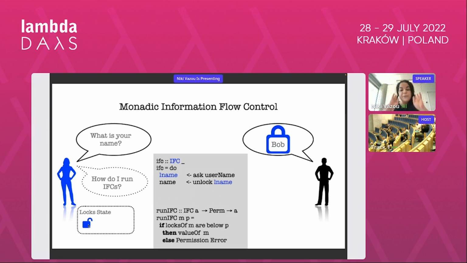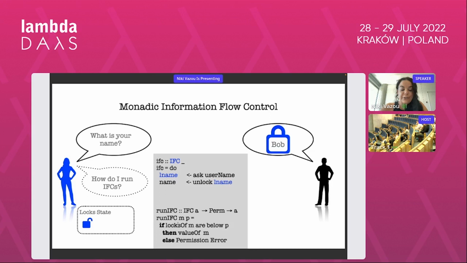And so if I want to go and evaluate an IFC execution, I'm using this runIFC function that takes as input an IFC computation and some notion of permissions. And it says, if the accumulated locks that you used when you defined the monadic IFC computation are below the permissions that you have, then runIFC is going to return the value of the monadic computation. Otherwise, it's going to throw a permission error, meaning that you don't have the permission to access the value that is derived from the IFC, right?